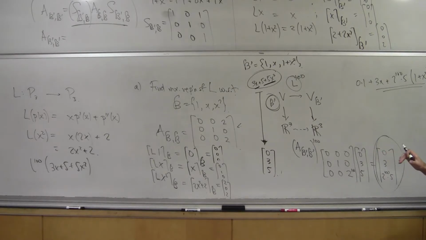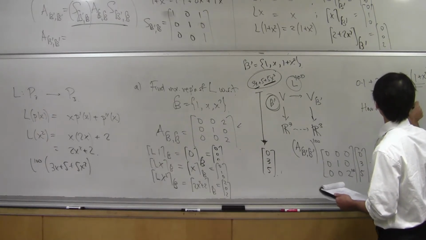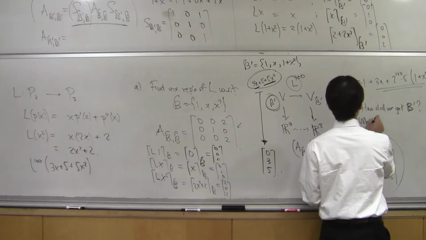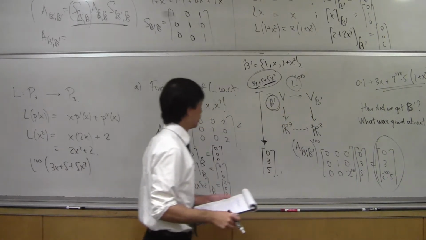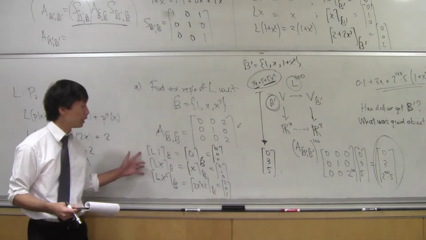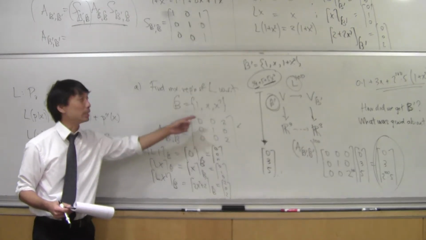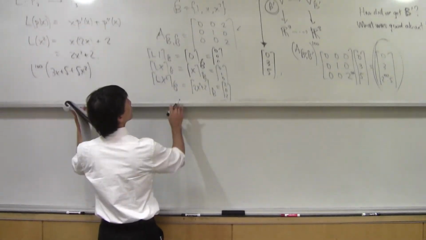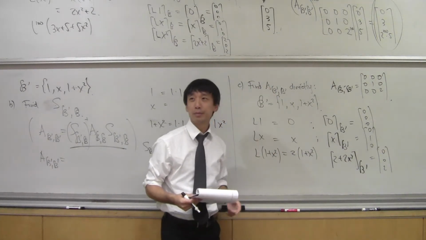Is it usually not that easy to find A, B prime directly? Right. So how did we get B prime? Or better, what was good about B prime? What was good about this basis B prime? What made B prime a better basis? What do you see about 1 plus x squared that's better than 1? What was better about this basis than the other basis? What was so good about it?